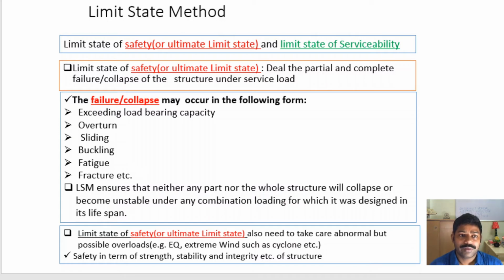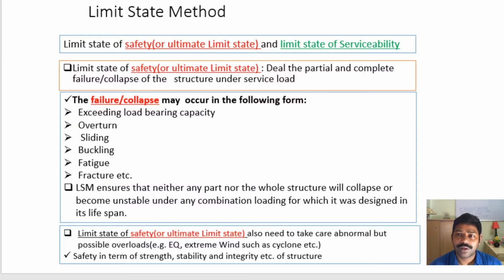So what is the limit state method ensuring? It ensures that neither any part nor the whole structure will collapse or become unstable under any combination of loading for which it was designed in its lifespan. All structures should have a lifespan, and during it neither any part nor the whole structure will collapse if we design as per the limit state method. It also needs to take care of abnormal but possible overloads such as earthquake load and extreme wind load such as cyclone.